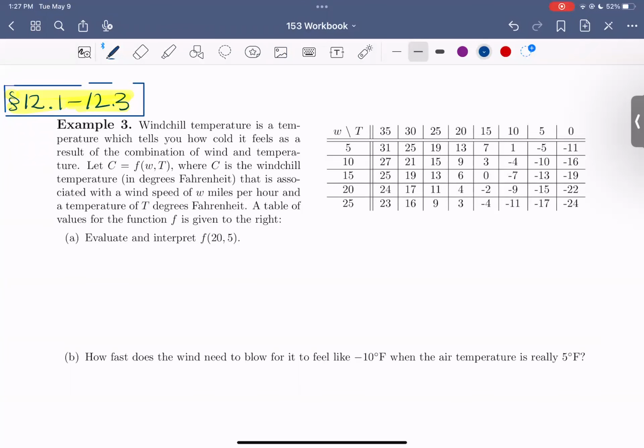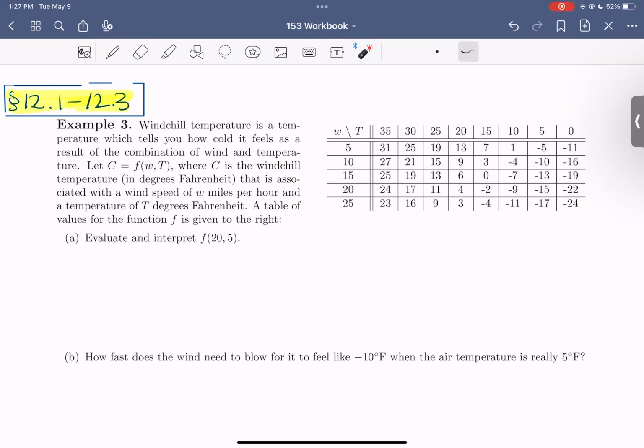Hello, everyone. In this video, we're going to look at example 3 in section 12.1 to 12.3. In this example, we're looking at a function of two variables, and this function is given to us in this table. To get an idea of this, let's read the example first, and then we'll unpack how this table can be used in this problem.